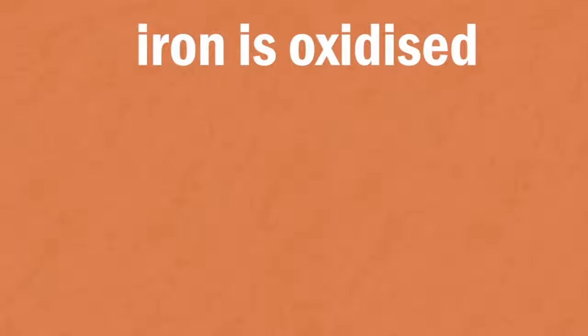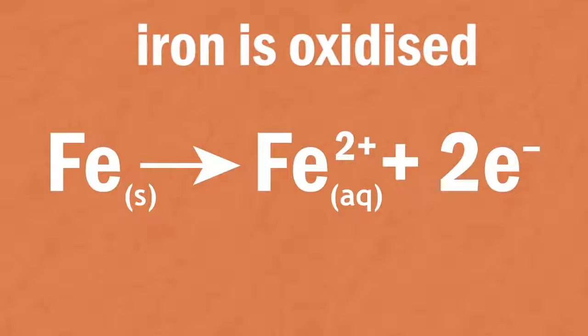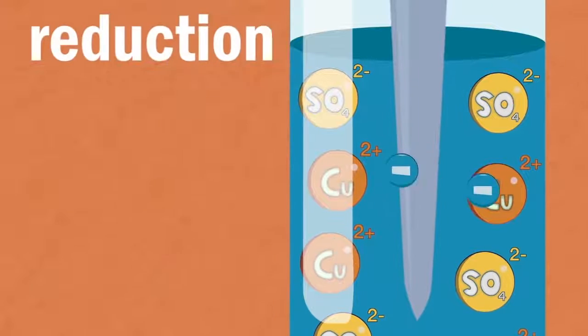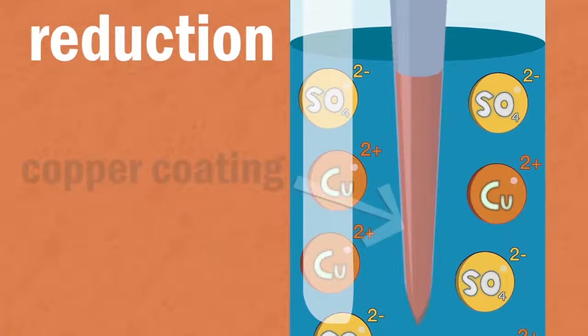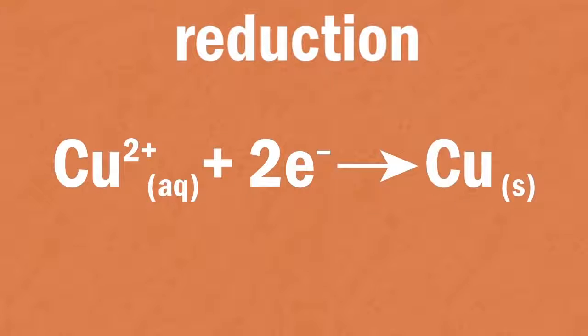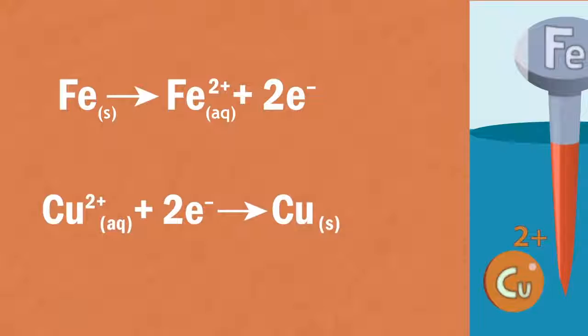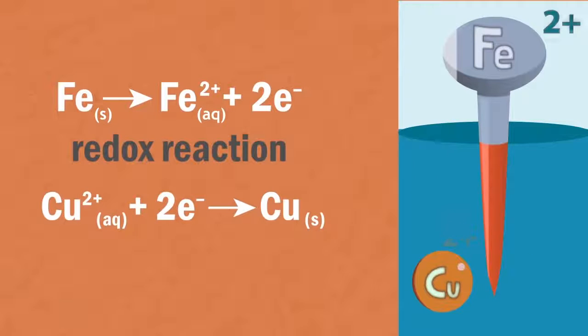The iron is oxidized as shown in the equation. The copper is less reactive, so its copper 2+ ions are forced to accept these electrons. This is called reduction. As a result, copper metal is produced and coats the nail, as shown in the reaction. These two processes happen simultaneously in something called a redox reaction.